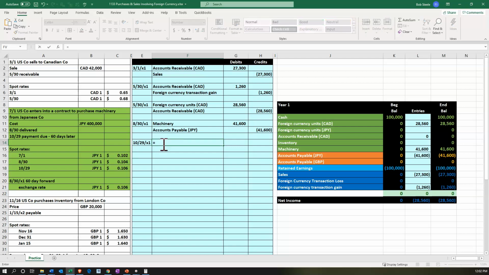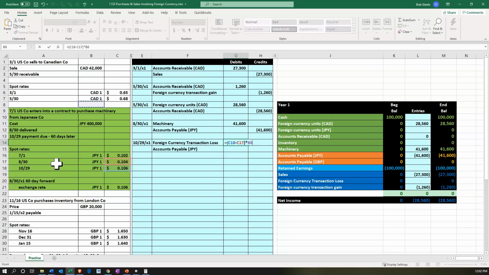So we're going to say, all right, then we have a loss here. So now I'm going to put the loss on top, because that's going to be a debit. And that's going to mean the accounts payable is going to be increasing. So we're going to increase the accounts payable for the yen. And let's do the calculation this way. I'm going to say brackets. I'm always just going to take the bigger number minus the smaller number, because I want this to come out positive. So I'm going to say the bigger number down here minus the smaller number. We're comparing what happened on 10/29 to 8/30. And then I'm going to multiply that times the 42,000.